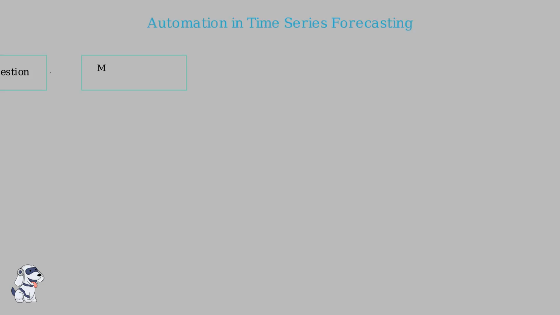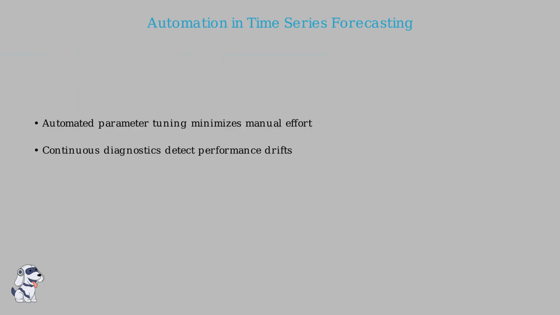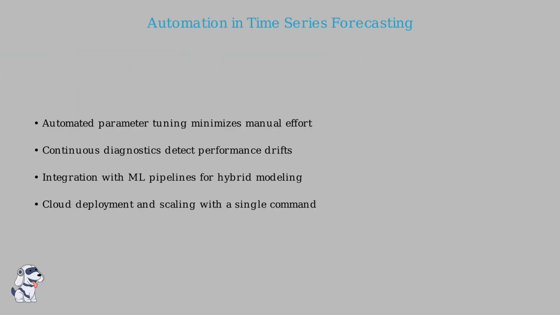Automation in time series forecasting streamlines the entire modeling workflow. It automatically ingests data, selects optimal model parameters, generates forecasts, performs diagnostics, and deploys results with minimal human intervention.